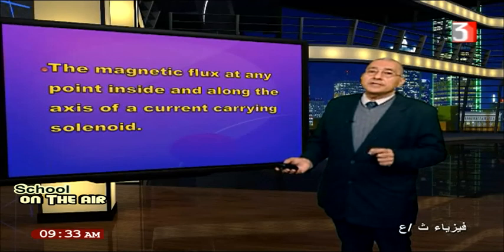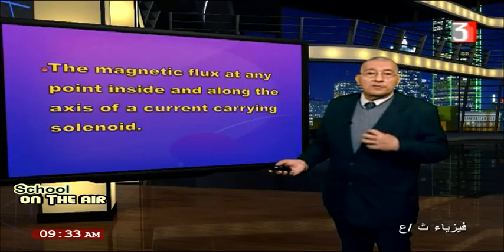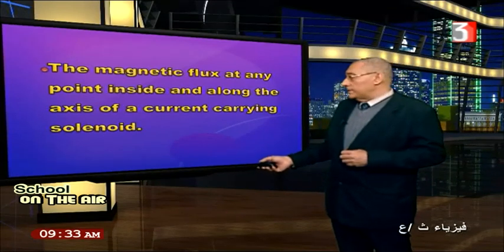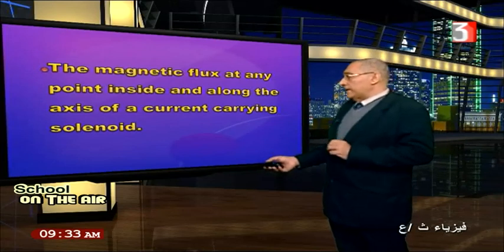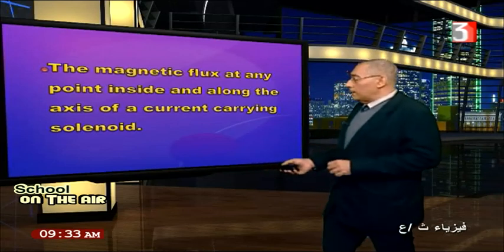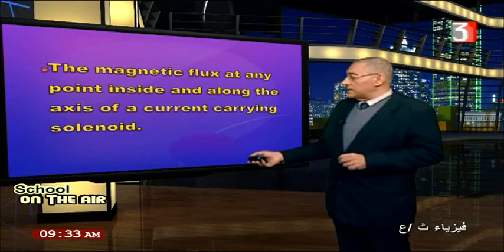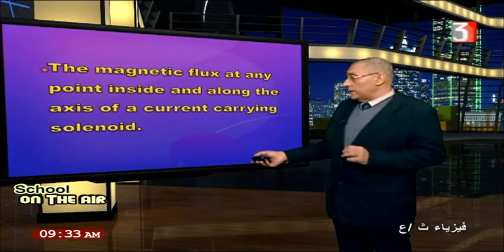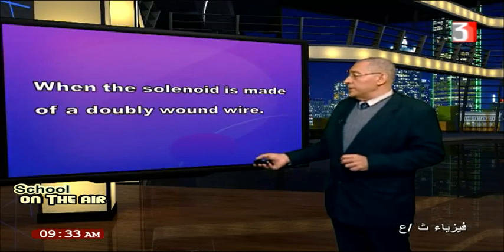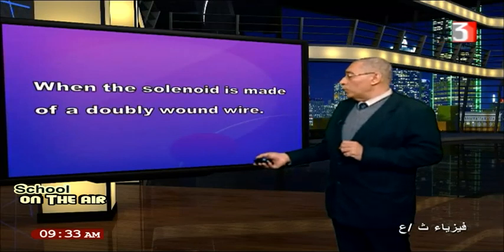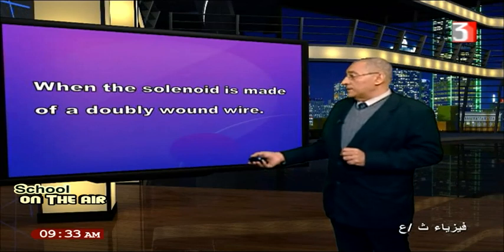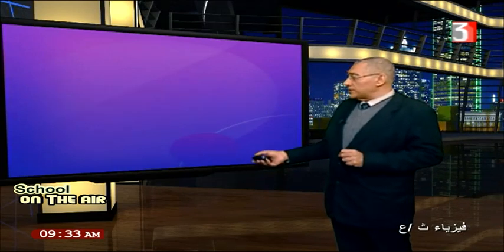When the solenoid is doubly wound, made of a wire which is doubly wound. When does the magnetic flux at any point inside and along the axis of a current carrying solenoid equal 0? When the solenoid is made of a doubly wound wire. Still talking about the same type of question.